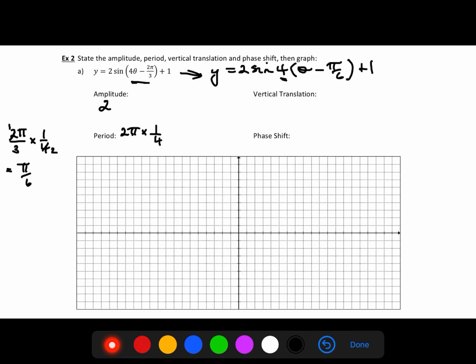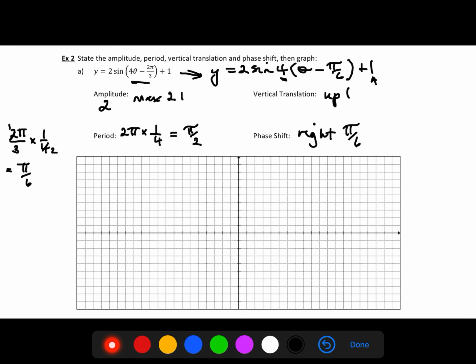So now we can see this 4 here. We're going to take our period of 2 pi, and it's going to be multiplied by 1/4, 1 over k. So we're going to get 2 pi over 4 or pi over 2. Vertical translation, up 1, or plus 1 at the end. Our phase shift is right pi over 6.